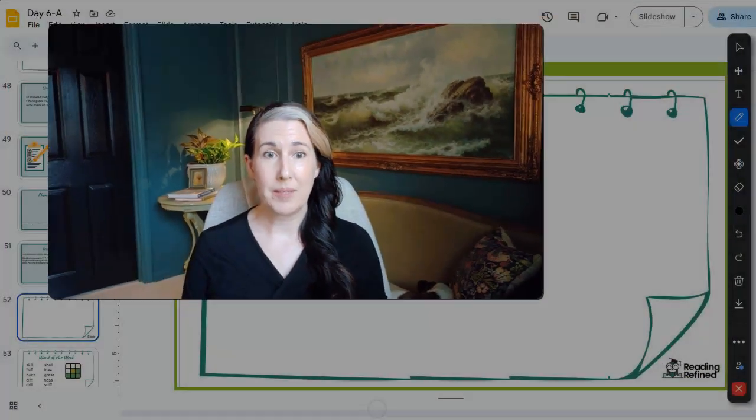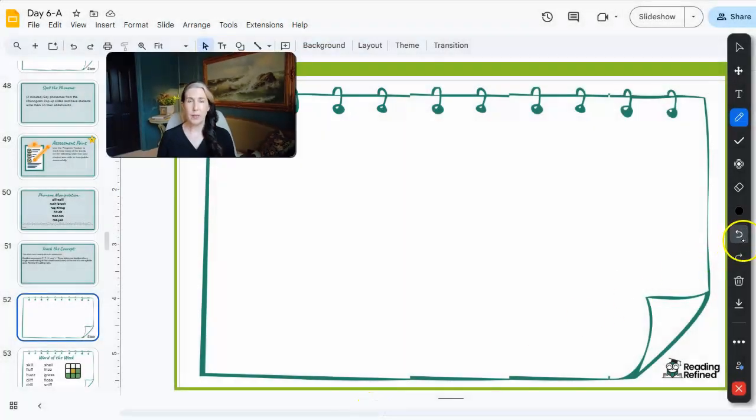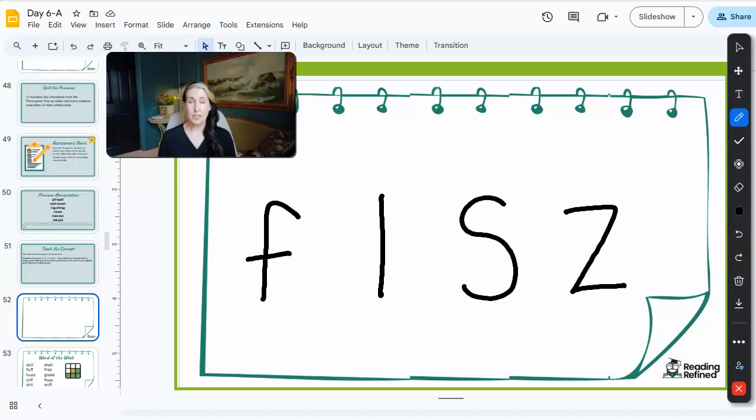For Unit 6, we're looking at something called the floss pattern. And let's take a look at the board right away. So the floss pattern is all about one-syllable words with a short vowel sound that end in the letters F, L, S, or Z should have the final consonant doubled.